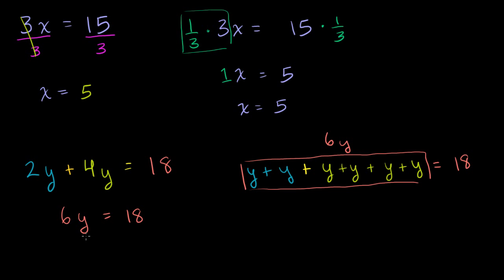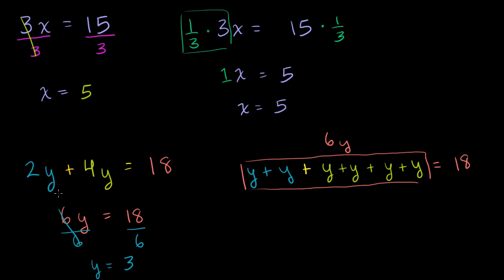And now, hopefully, we understand how to do this. If I have 6 times something is equal to 18, if I divide both sides of this equation by 6, I'll solve for the something. So divide the left-hand side by 6, and divide the right-hand side by 6. And we are left with y is equal to 3.